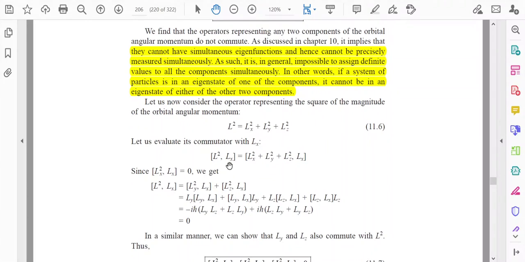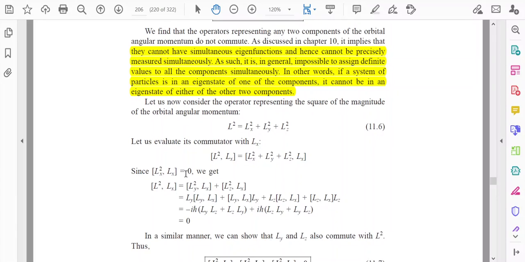Now you see that [L², Lx], the left hand side, can be written in this way. Here we have Lx² plus Ly² plus Lz², a summation of three terms, but this can be represented as [Lx², Lx] plus [Ly², Lx] plus [Lz², Lx]. That is, this can be separated into three terms, but the first term, [Lx², Lx], is equal to 0. Why is it 0?